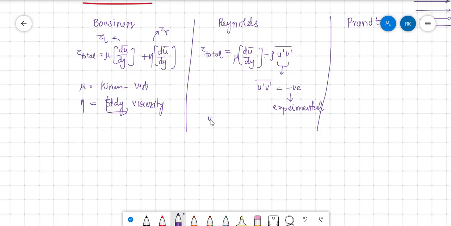So what is u dash? This is u, this is v. So u is u bar plus u dash, and v can also be represented as v bar plus v dash. That is also represented in fluctuating and average components. So that is u dash and v dash.